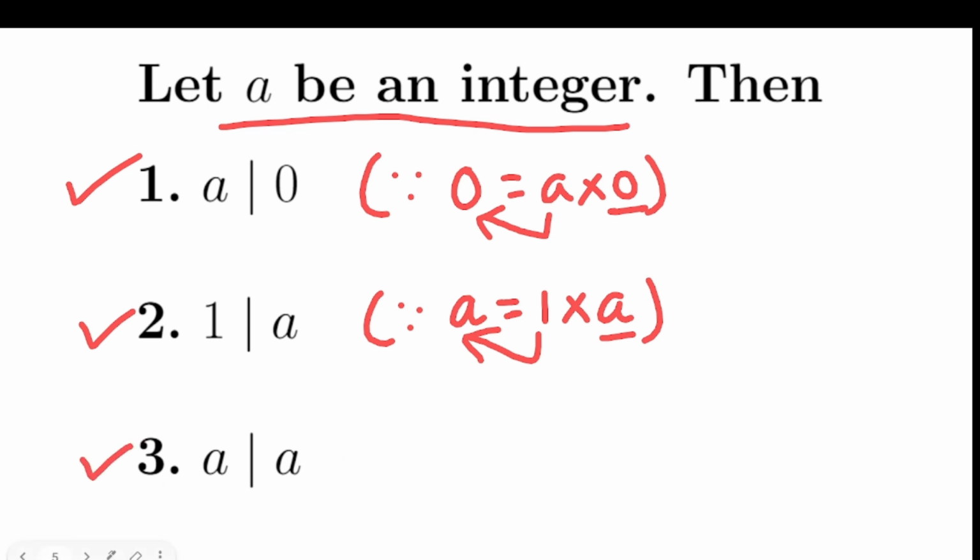Similarly, we can prove that a divides a, means any integer a divides itself, because any integer a we can write a is equal to a into 1, means we have an integer 1 for which a is equal to a into 1. So by definition of divisibility, a divides a.